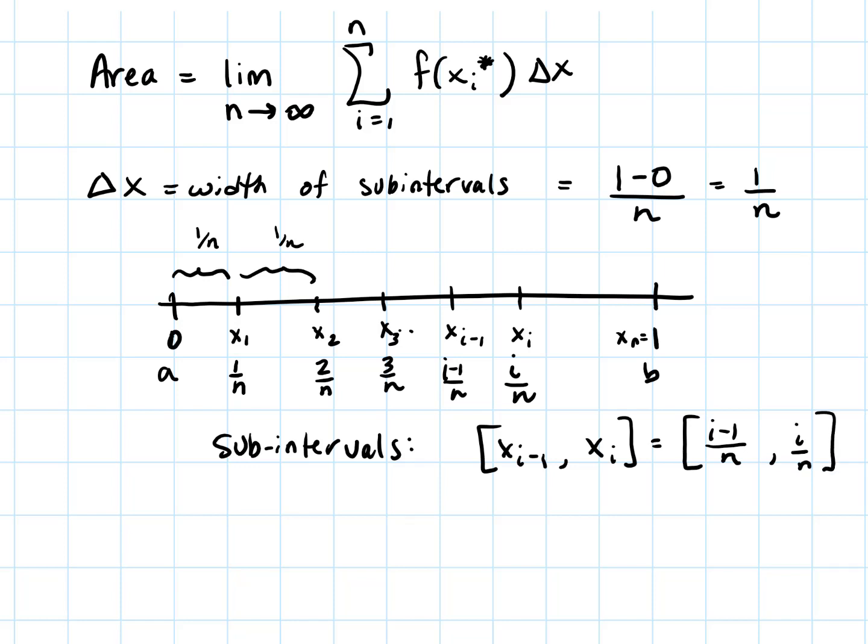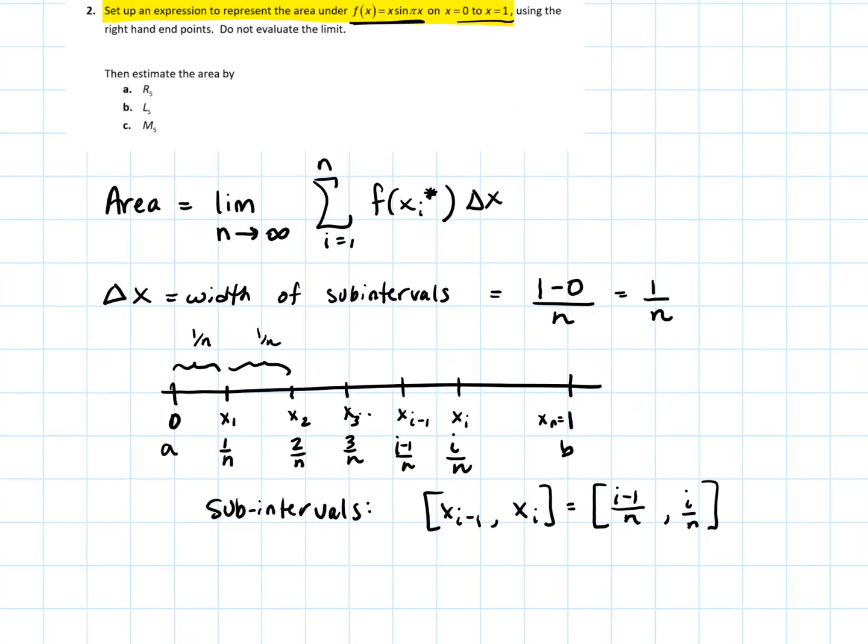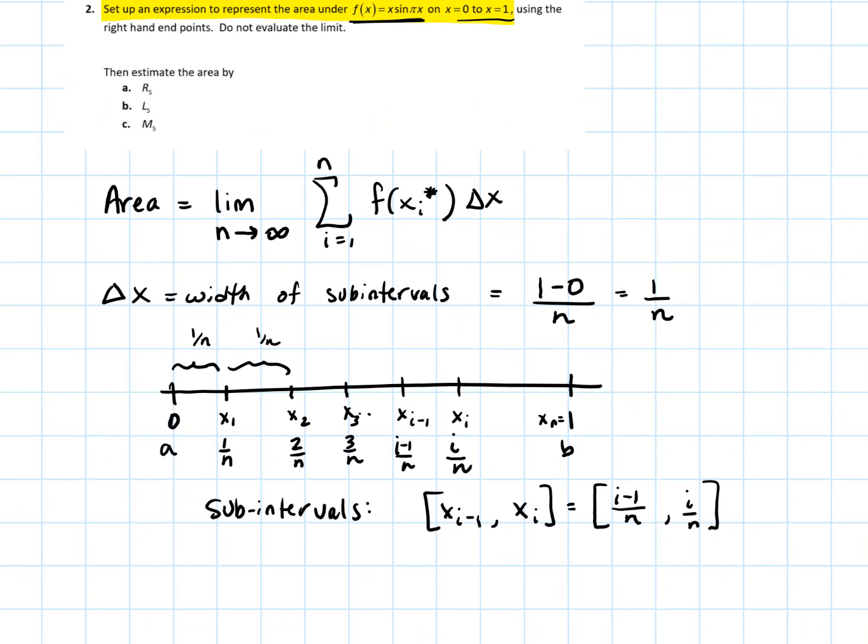We could write them that way. Okay? So that's what each of the subintervals is like. Now, the other little piece that was told to us was to use our right-hand endpoints to set this up. Well, if we're going to use the right-hand endpoints of each interval, the right-hand endpoint is the rightmost point in the interval, so i over n.